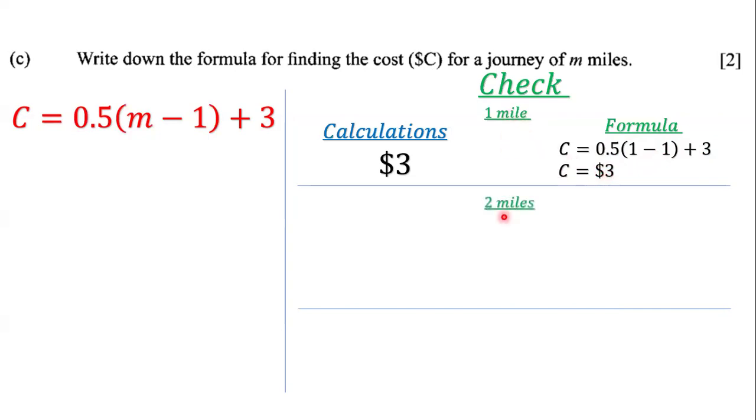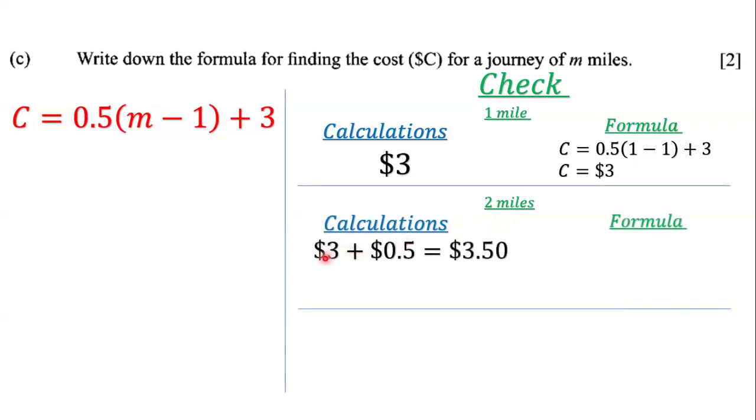Now let's try 2 miles. Does the formula still work? Now, if we were to perform calculations for 2 miles, we'd say that 2 miles is going to be $3, right, for the first mile, plus 50 cents for the second mile. And so that means that the total cost for 2 miles is going to be $3.50. Now that's just using calculations. Now let's use the formula.